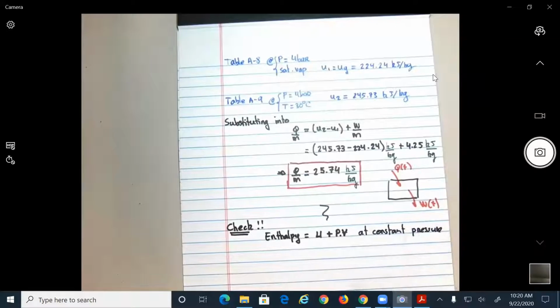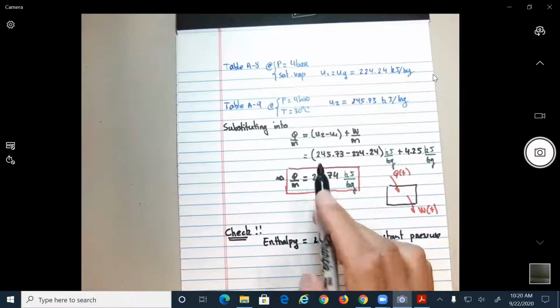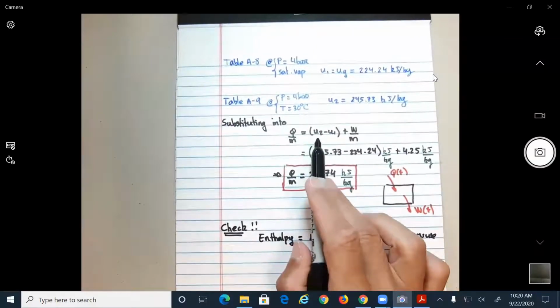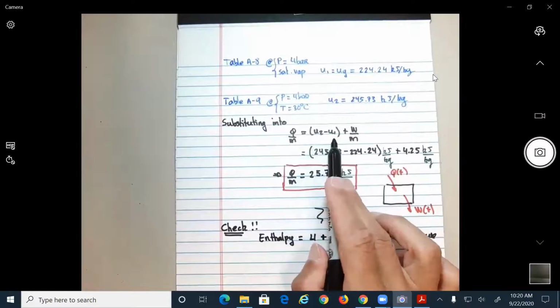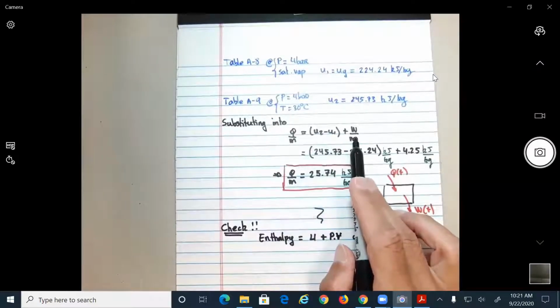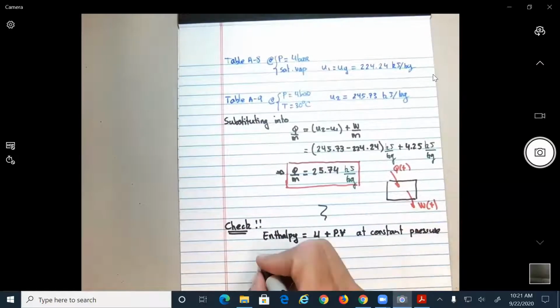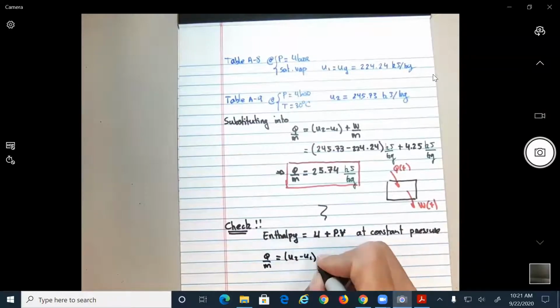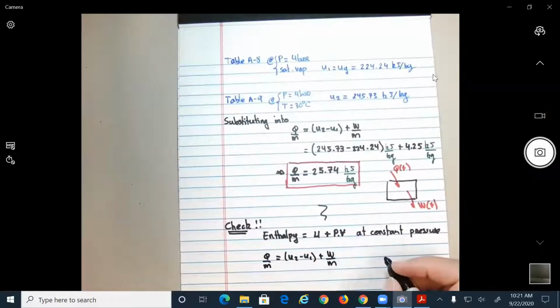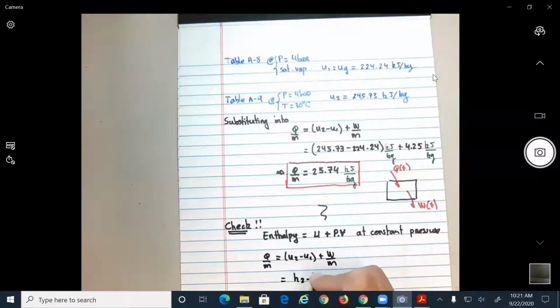All right? So what is really this equation here? When you look at this equation, what is this? Internal energy, and this was the expression of the work done at constant pressure. Okay, so really the expression here that we had, Q over M equal U2 minus U1 plus work over M, is the same as the enthalpy. So this should be equal to H2 minus H1.